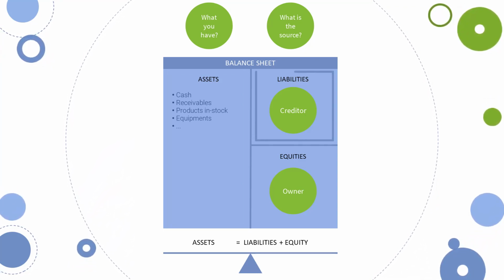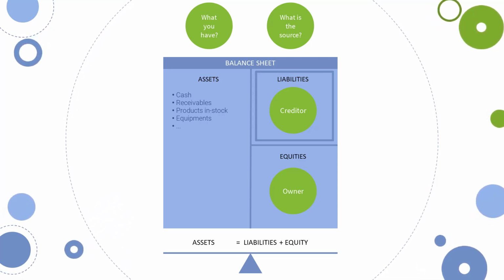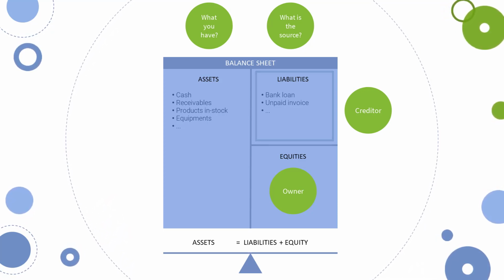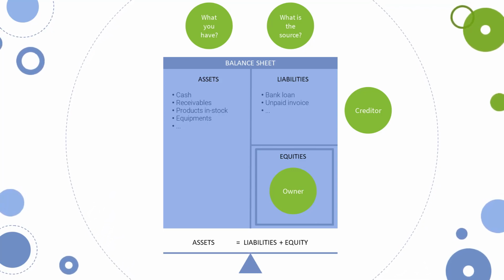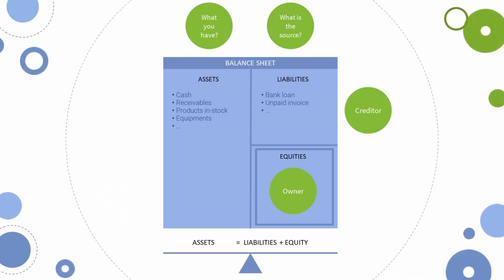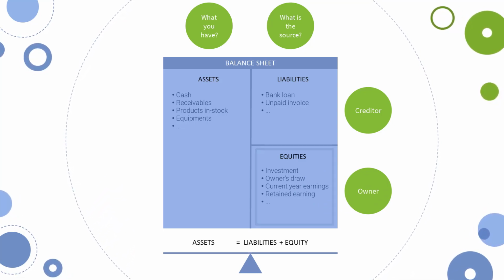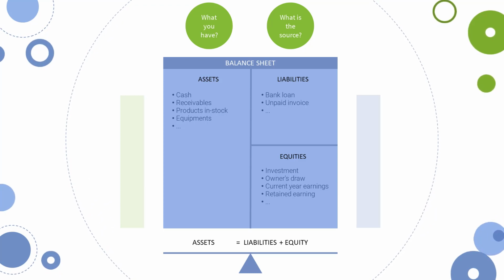The creditor part of the right side is called liabilities. It is the debt that your business owes someone. It can be, for example, a bank loan or an unpaid invoice. The owner part is called equity. It is the wealth of the owners in the business. Equity can be an investment of an owner or profit that the owner leaves in the business. The totals on both sides must always be the same.